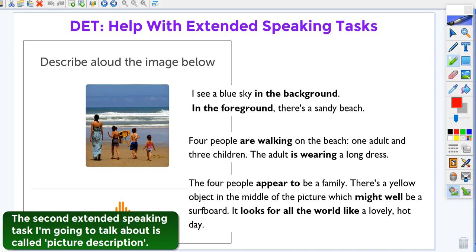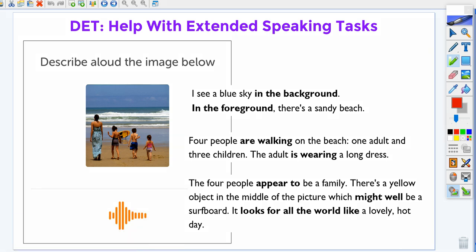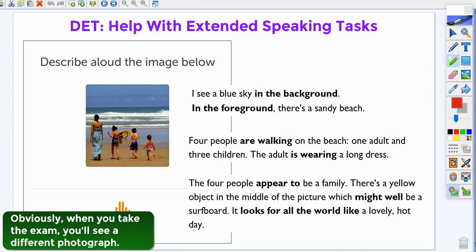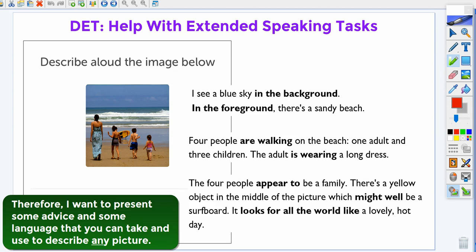The second extended speaking task that I'm going to talk about is called picture description. I've got an example of this task on the screen. Obviously, when you take the exam, you'll see a different photograph. Therefore, I want to present some advice and some language that you can take and use to describe any picture.